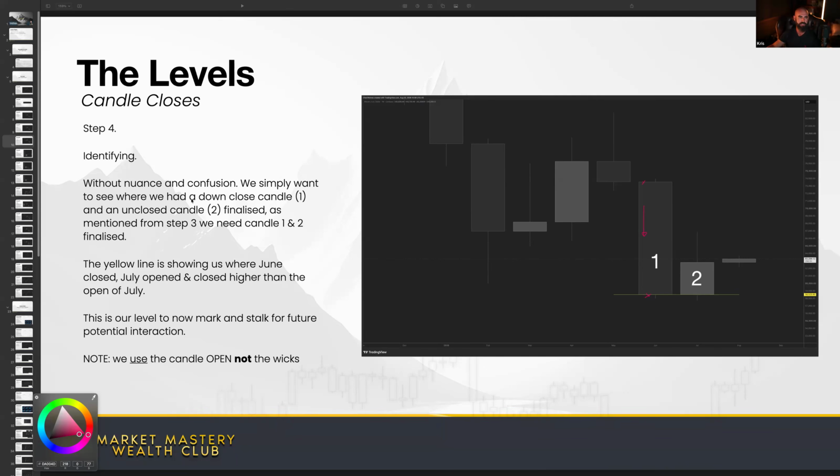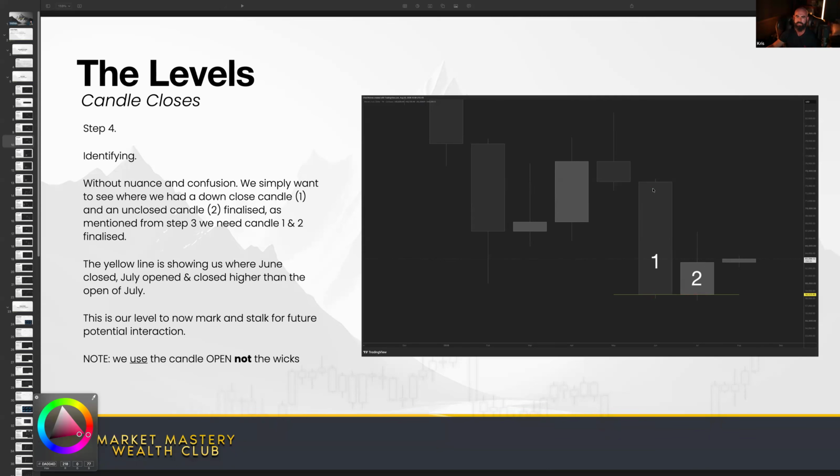So without nuance or confusion, we simply want to see what we had. We had the down close and an unclosed candle 2 finalized. So this was then moving up, but we can't do anything with it at the time. But once it closes, candle 2 is now closed and the new candle's open, our level has now appeared. So 2 finalized candles, and how it's worked is it's closed against the grain of this candle. Okay, so if 2 close red, there's no level. All right, guys, just continuation.